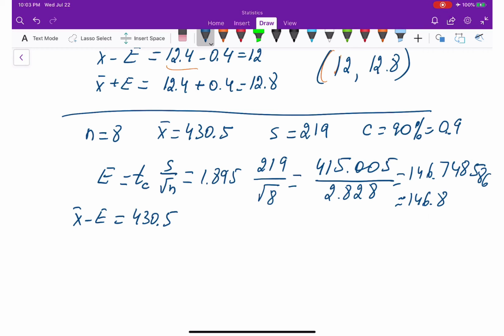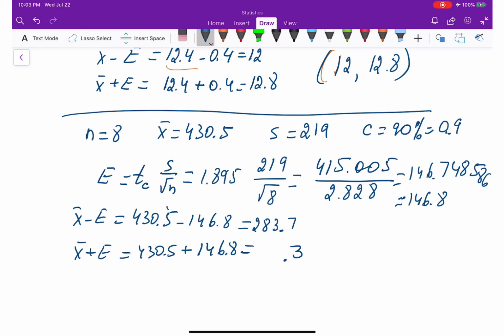So 430.5 minus 146.8 is going to be 283.7. And x bar plus error is going to be equal to 430.5 plus 146.8. That is 577.3.